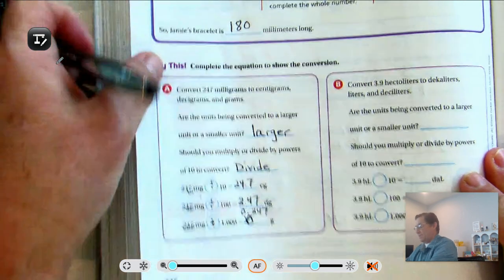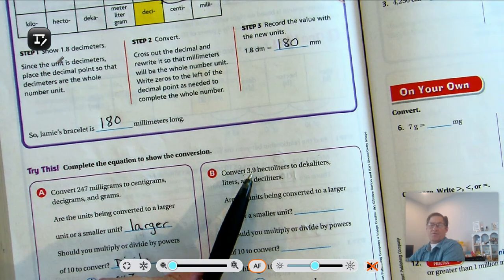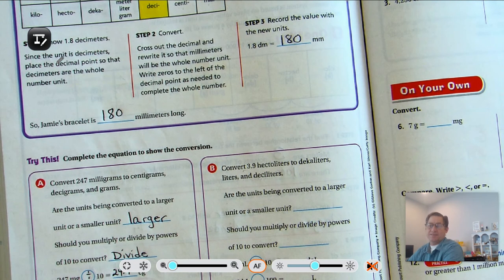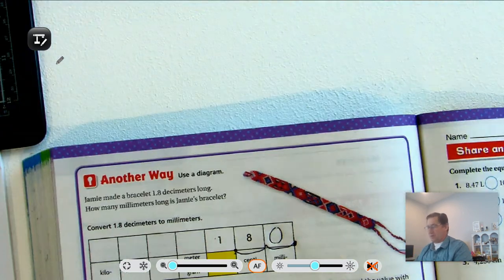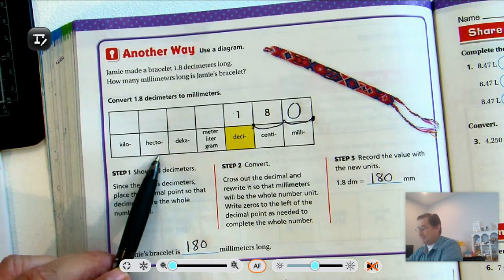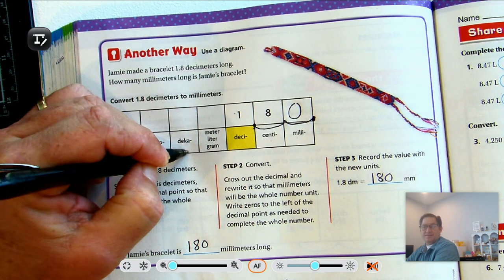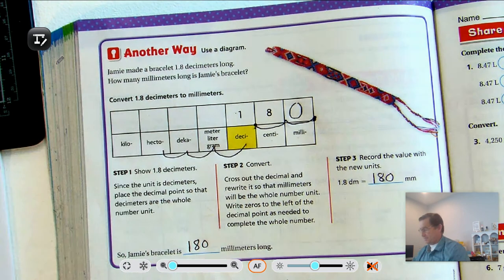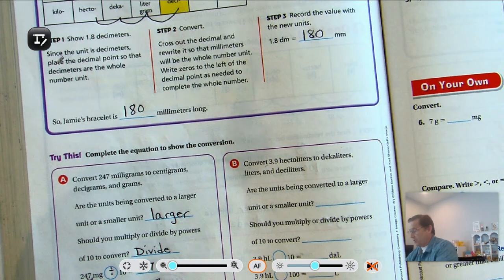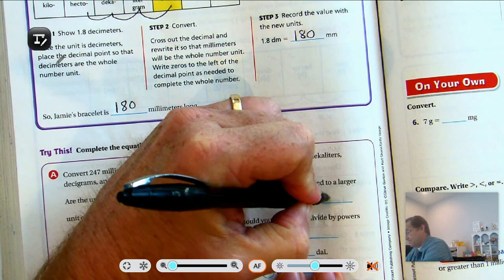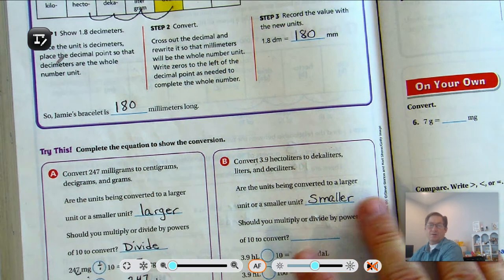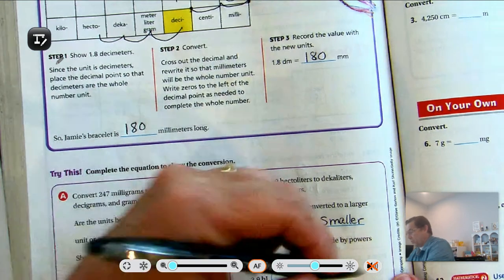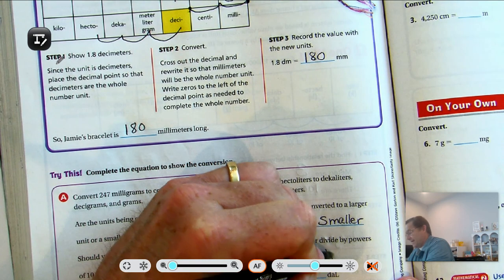All right, so now B. Convert 3 9/10 hectoliters to decaliters, liters, and deciliters. So let's look at our chart. We're going from hectoliters to decaliters to liters to deciliters. We're going from larger to smaller. Hectoliters are larger than decaliters, so we're going to multiply by powers of 10.